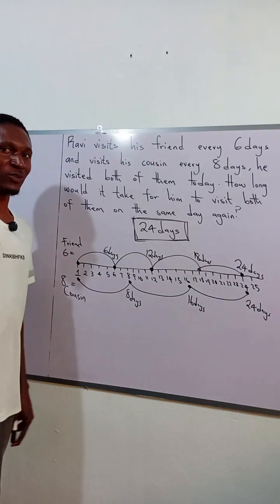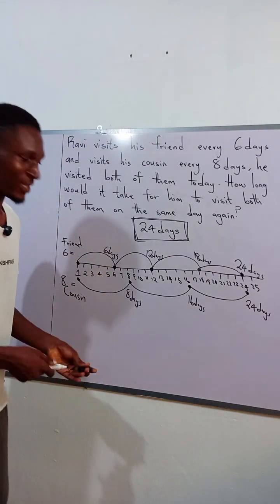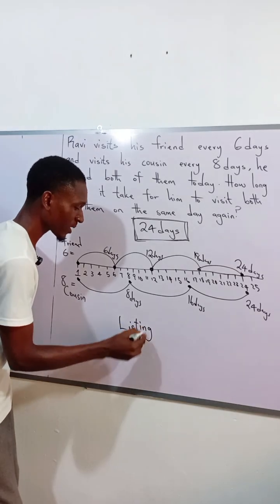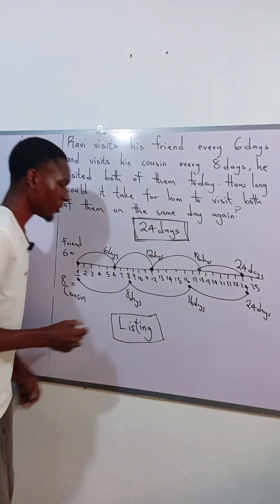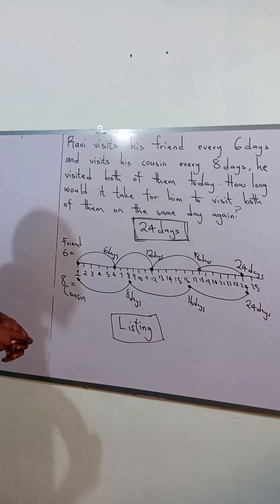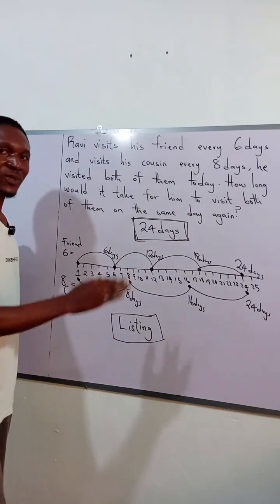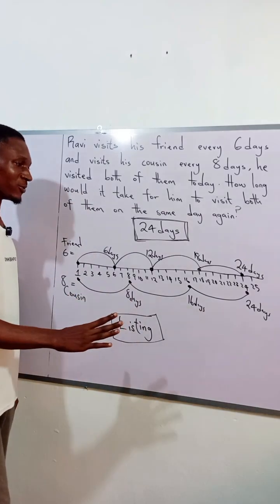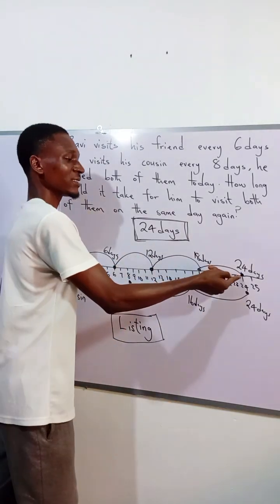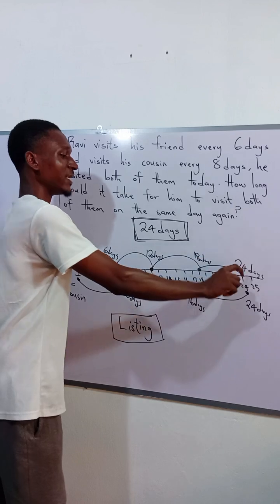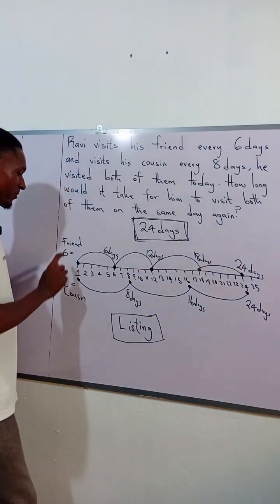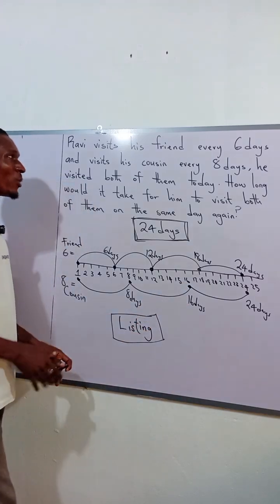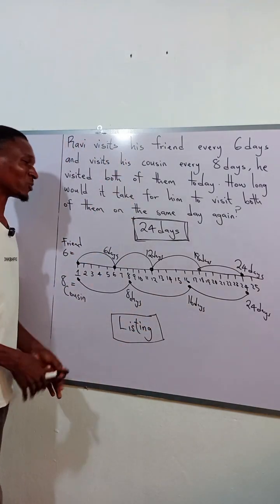If you have taught them LCM before, they are going to tell you LCM, especially if you taught them LCM using the listing method. Because this method looks more like the listing method, where you list the multiples, then pick out the common multiples, and then pick out the lowest common multiple. So this is the smallest number of days it will take for the multiples of 6 and 8 to show. So whenever you see a question like this, what you should do is what?